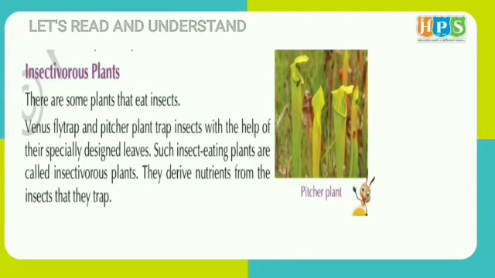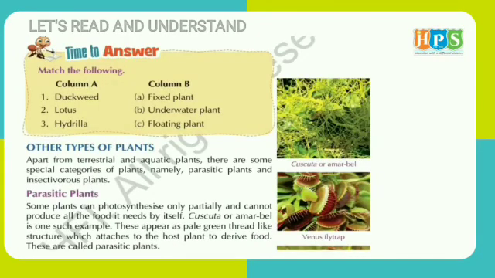So here is an example of a pitcher plant. You can see the leaves of the pitcher plant, as these are made to trap insects, so they can eat insects as their food. And in parasitic plants, one plant is dependent on another plant, so sometimes a plant can partially make food or cannot make food at all. For that reason, the parasitic plant depends on another plant for food.